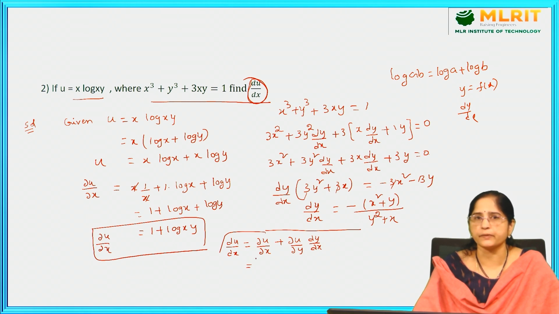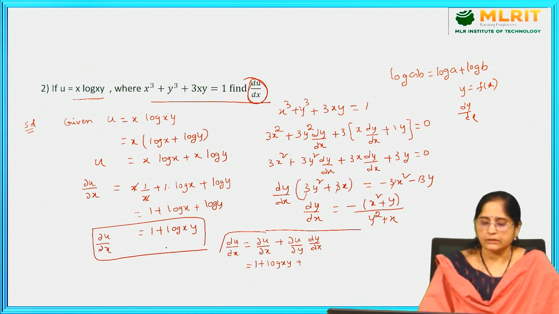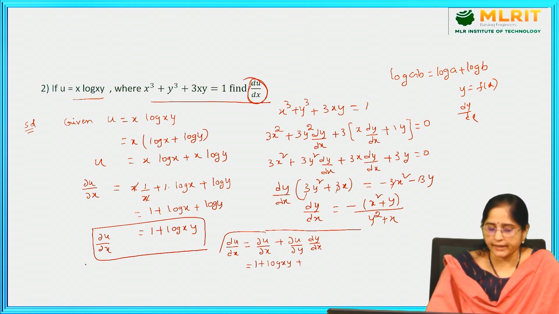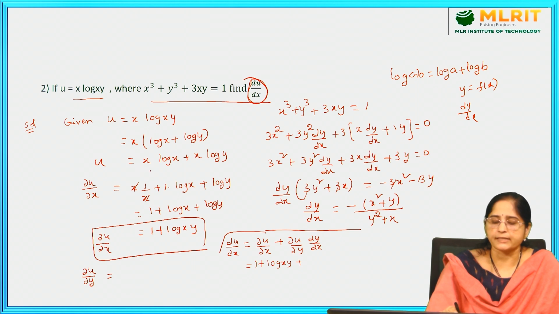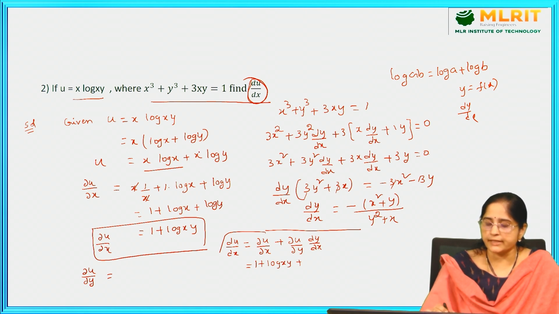So this is equal to, we calculated dou u by dou x, that is 1 plus log xy, plus dou u by dou y. Sorry, we didn't calculate dou u by dou y. Calculate dou u by dou y also. Dou u by dou y equals, with respect to y, x is constant, log x is constant, that is 0, and with respect to y, x is constant and derivative of log y is 1 by y. So this is equal to x by y. So we need this also, dou u by dou y.